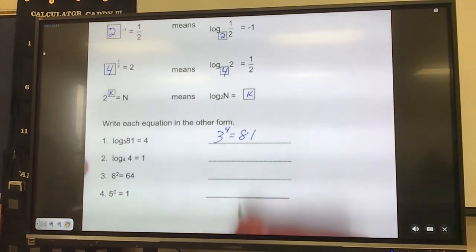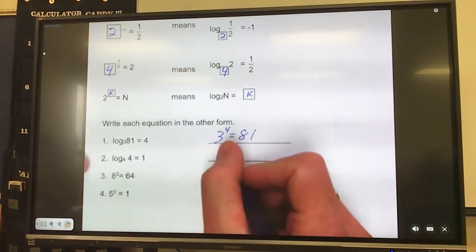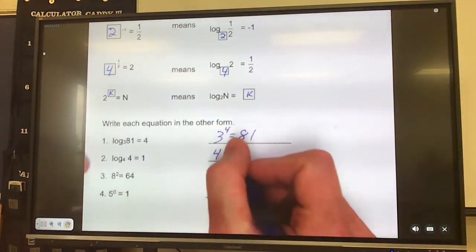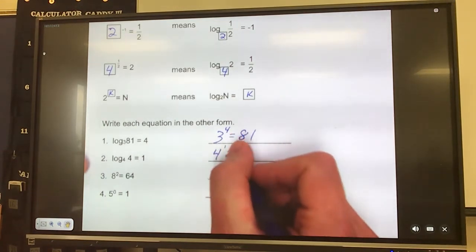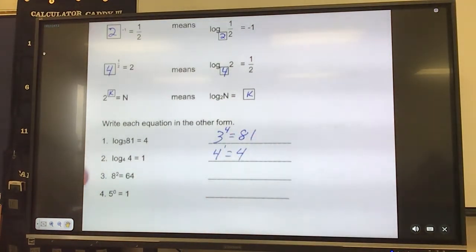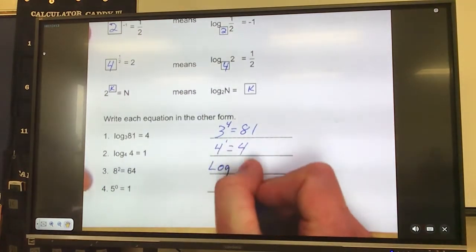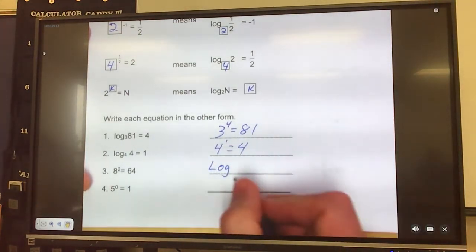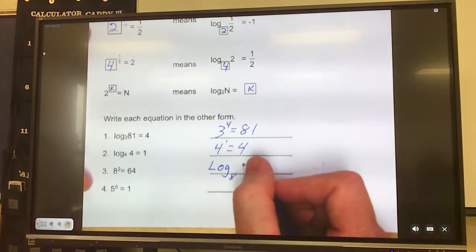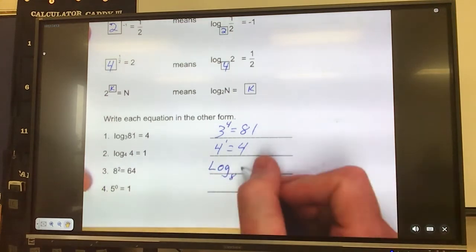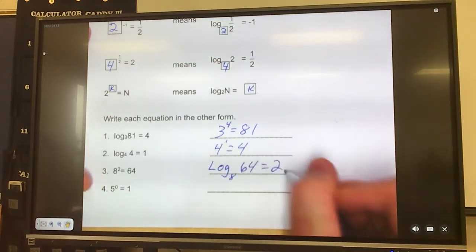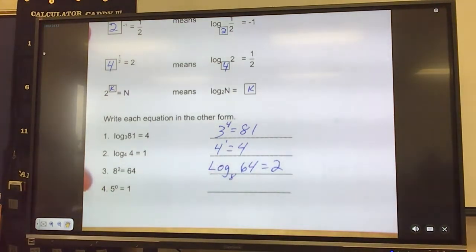Okay, so number 2, what's the base? It's a log, converting it. 4 to the what power? First power equals 4. Next one is an exponent. We got to convert it to log. So log, what's the base? 8. Okay, what do you think goes here? You only have 2 choices. 64. Log base 8 of 64 equals 2.